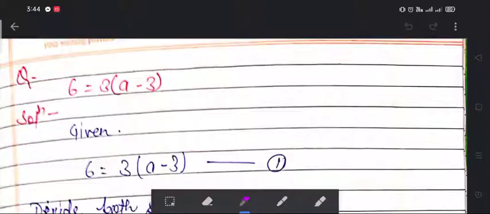Let's see one more question. The given question is 6 is equal to 3 multiplied by a minus 3. So what will we do? First, we have to isolate a, meaning we have to separate a from here, because a is the variable.